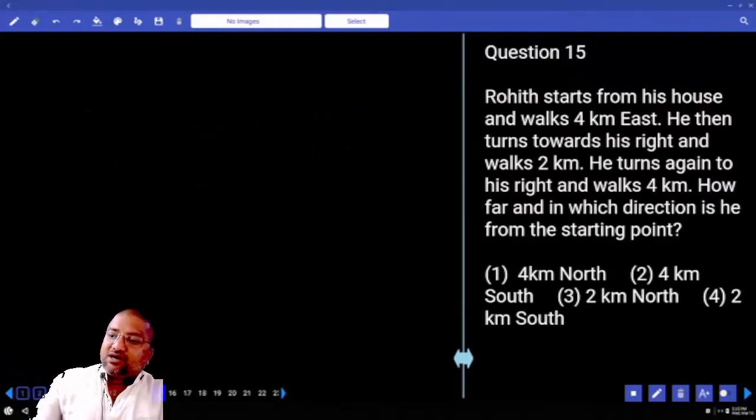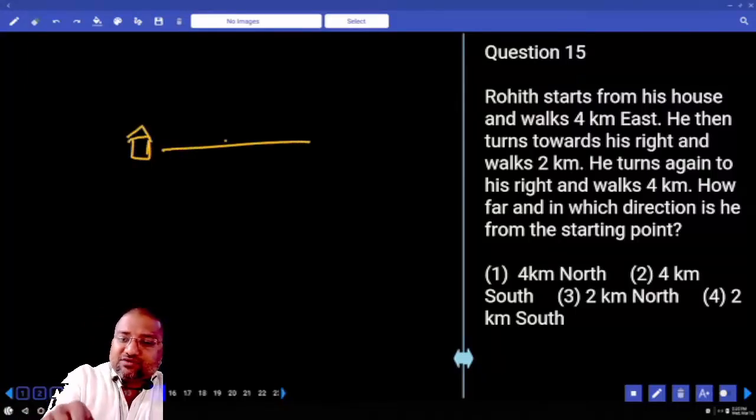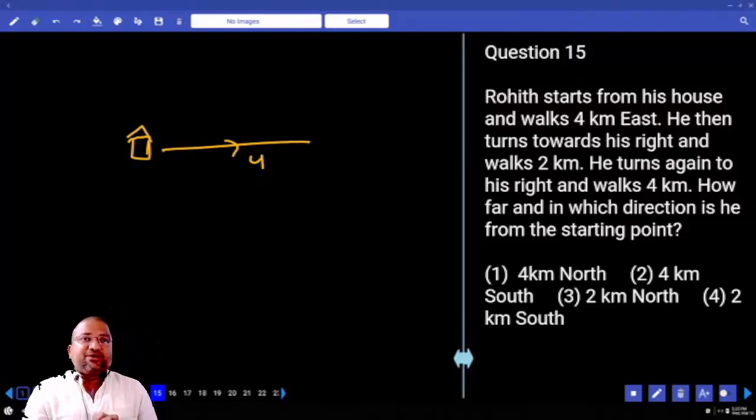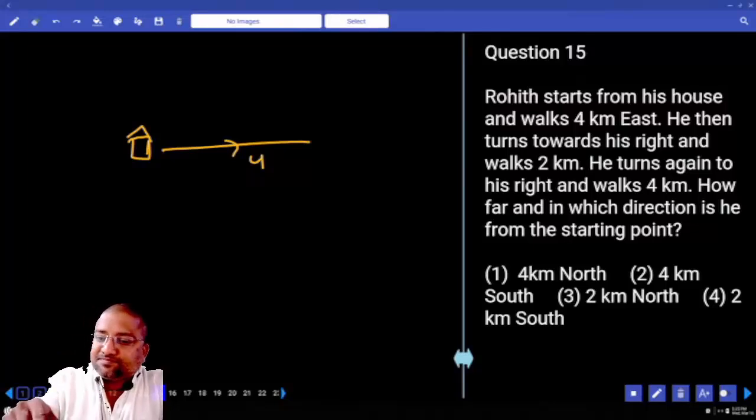Rohit starts from his house and walks 4 kilometers east. I'll say this is the house of Rohit. He walks 4 kilometers east. He then turns towards his right and walks 2 kilometers. Imagine yourself, you are also facing east and you take a right turn and you will be going towards south, right? How many kilometers? 2.